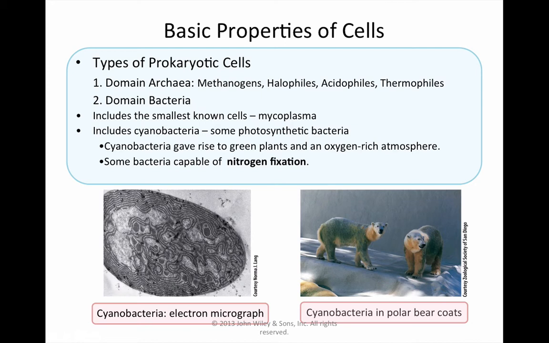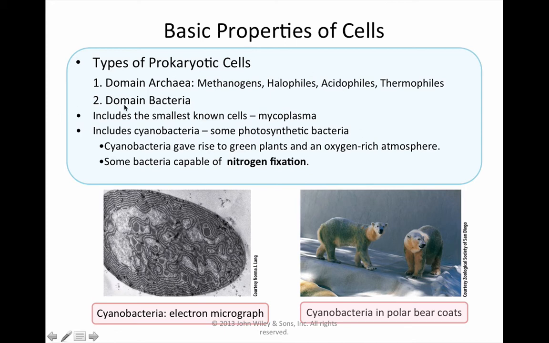We have halophiles. So these are bacteria that love high salt concentrations. Then we have acidophiles. They are acid-loving bacteria. And then we have thermophiles. So these bacteria survive in high temperatures. Some of them can live at like 121 degrees Celsius. And knowing that 100 degrees Celsius is boiling, they can live in boiling water.